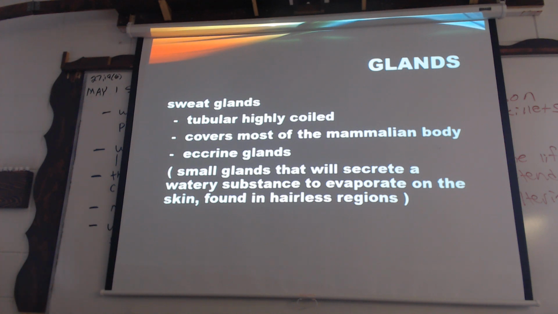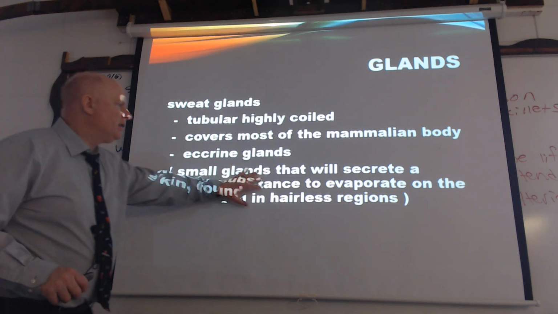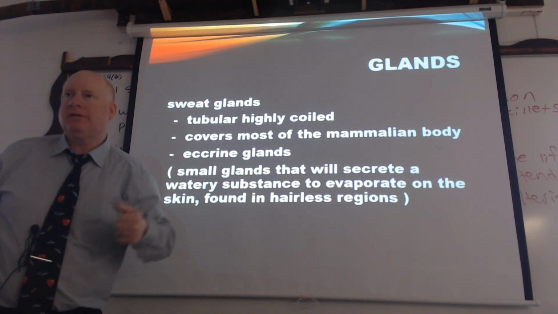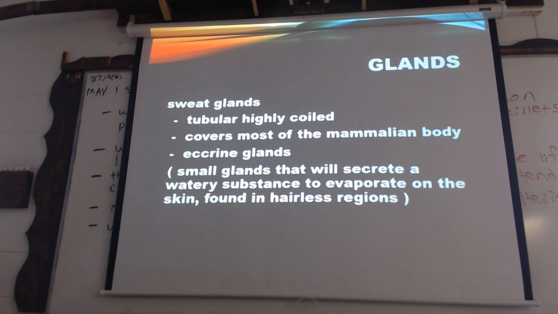So then, when we look at this watery substance, when that evaporates, why is that important for these animals? What would be the function of these for the animal? It keeps their skin moist. Well, that's maybe a secondary function, but not the primary one. Because what do we think of when we see this? It keeps them cool. Right.